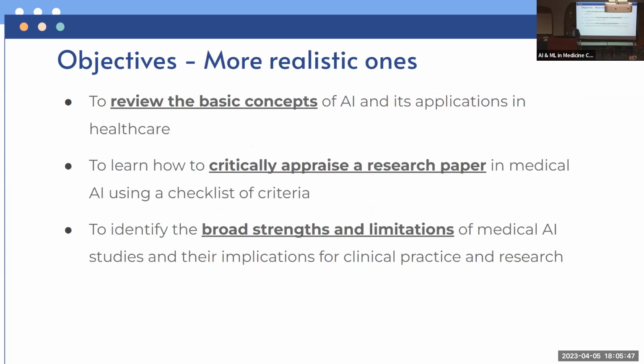So I made this a little bit more realistic. I'm going to review the basic concepts that you've already learned. I'm going to tell you a little bit about critically appraising a research paper in medical AI. And we're going to do this checklist of criteria, but not the checklist of criteria that Bing suggested. And we are going to identify some broad strengths and limitations of medical AI.